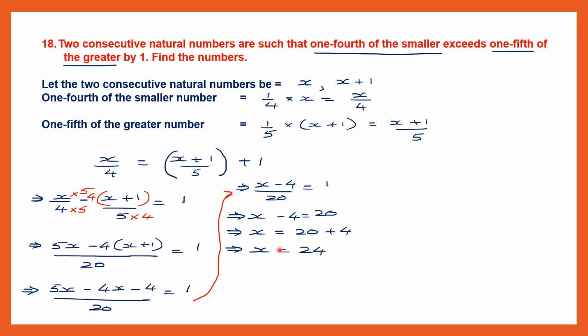So we have found one number x. So x is equal to 24, that is one number, and the other number, consecutive numbers, x plus 1. So this is 24 plus 1, which is 25. So we have found both our numbers. Our answers are 24 and 25.